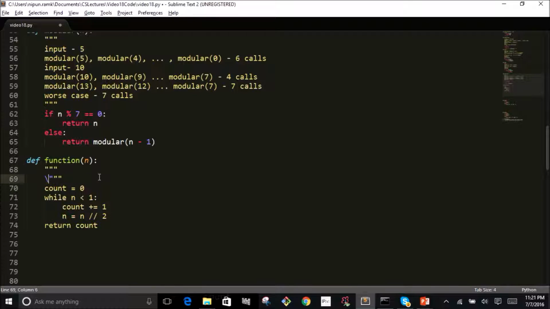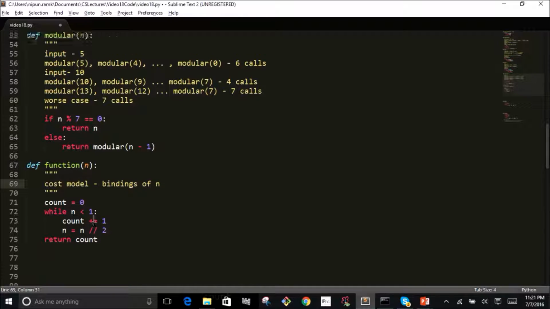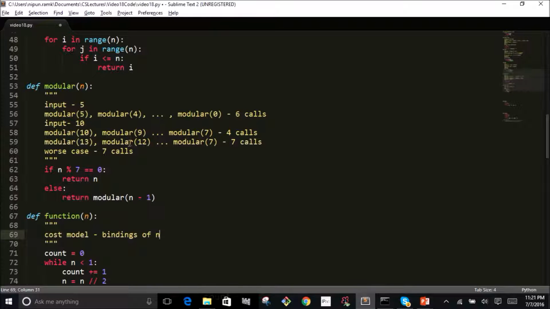Okay, so how is this going to work? Well, let's figure out a cost model. And for this cost model, I'm going to define the bindings of n. So one question you might have is, hey, how do you figure out what the cost model is? I did mention that figuring out the right cost model can be a little tricky, and honestly the best answer I have is whenever you're iterating through something, you generally want to look at bindings of something, and whenever you're doing recursive calls, you generally want to look at how many times the function is called. So those are some general guidelines.